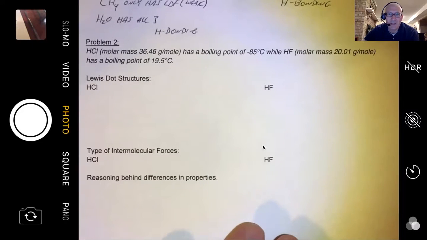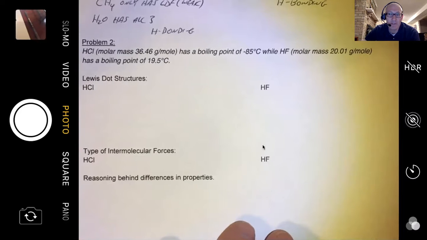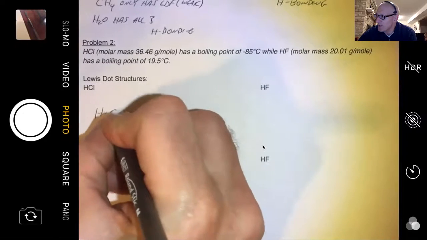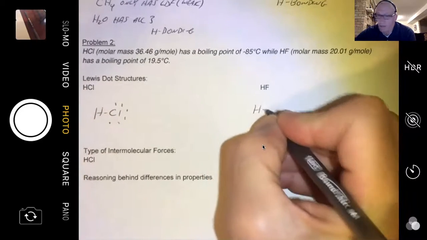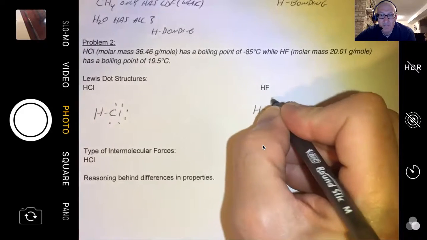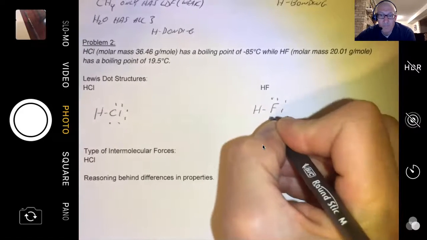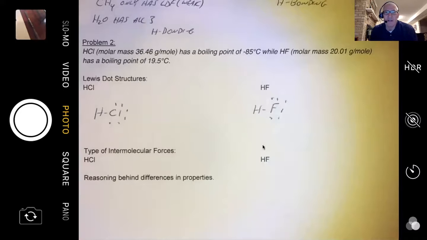So we've got HCl and HF. Now, both of these are very similar in terms of their structure. We've got H bound up with Cl, and then we've got H bound up with F. Sorry for the shaking there. And in terms of molar mass, 20 to 36, yeah, they're different.